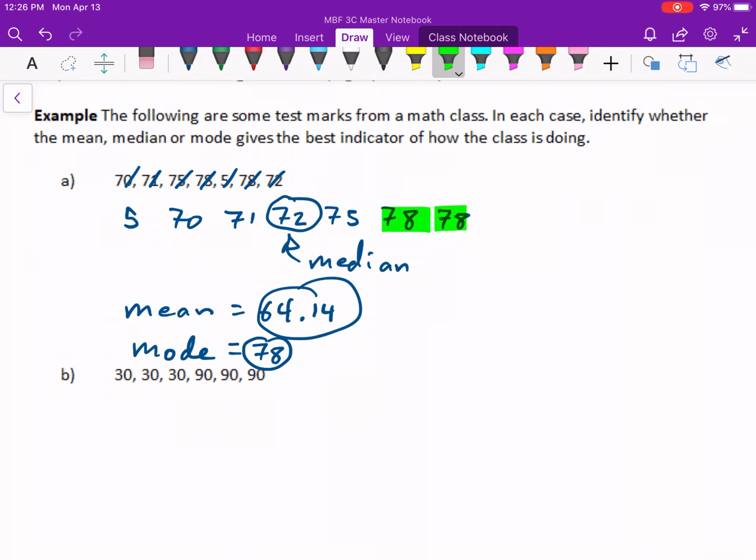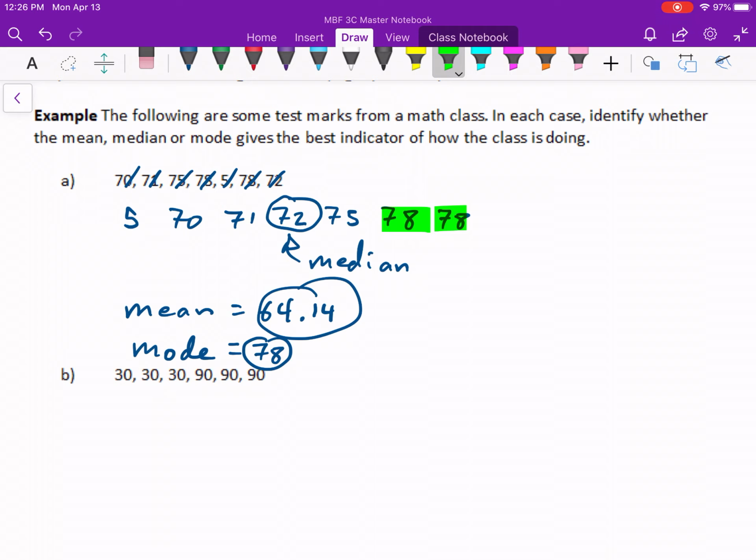So take a look at that original data set. If we look at it in order, it's 5, 70, 71, 72, 75, 78, 78. Then we've got these three measures of central tendency, 72, 64.14, and 78. Which do you think best represents the middle of this particular set of data? Which one is most representative?